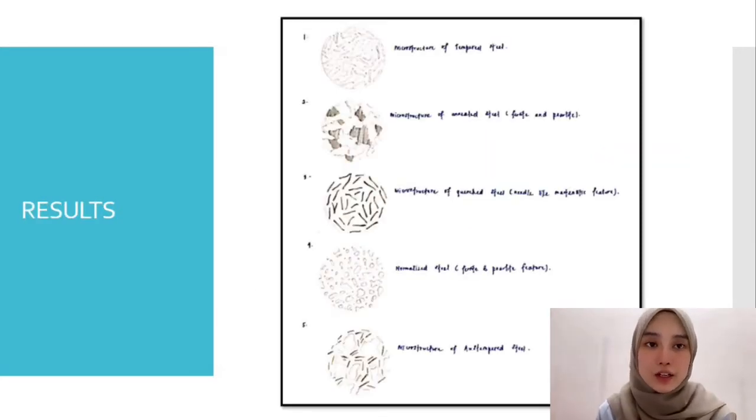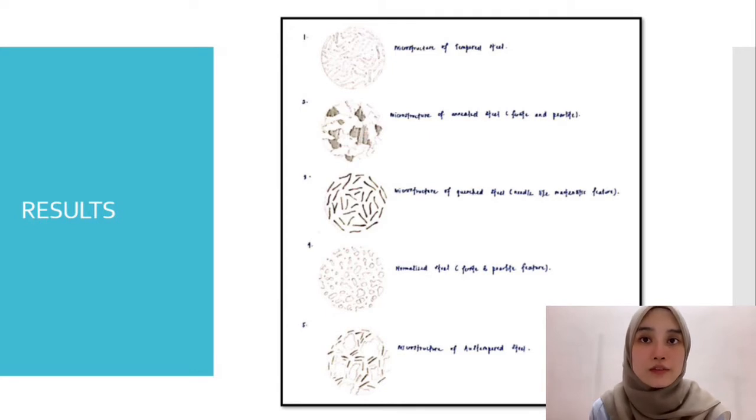For the next slide, we're going to look at the results that we got in this experiment. The first is the microstructure of a tempered steel, and the second is the microstructure of annealed steel, ferrite and pearlite. The third is the microstructure of a quenched steel with a needle-like martensite feature, and the fourth is a normalized steel with ferrite and pearlite features. The last one is a microstructure of tempered steel.